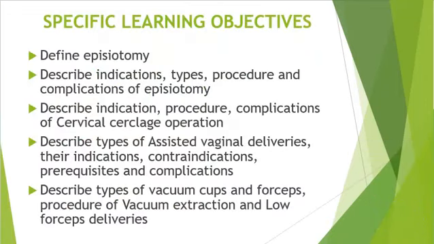So today's specific learning objectives are, at the end of the class, the student should be able to define episiotomy, describe indications, types, procedure and complications of episiotomy, describe indication, procedure, complications of cervical cerclage operation, describe types of assisted vaginal deliveries, their indications, contraindications, prerequisites of each surgery to be done and their complications, and describe types of vacuum cups and various types of forceps and the procedure of vacuum extraction and low forceps deliveries.